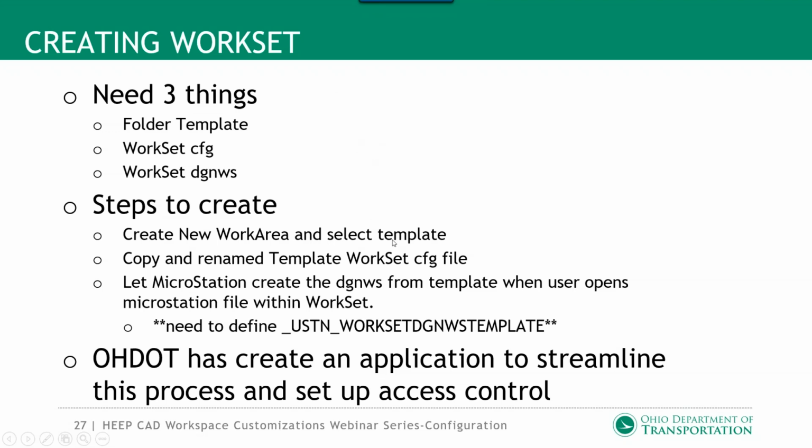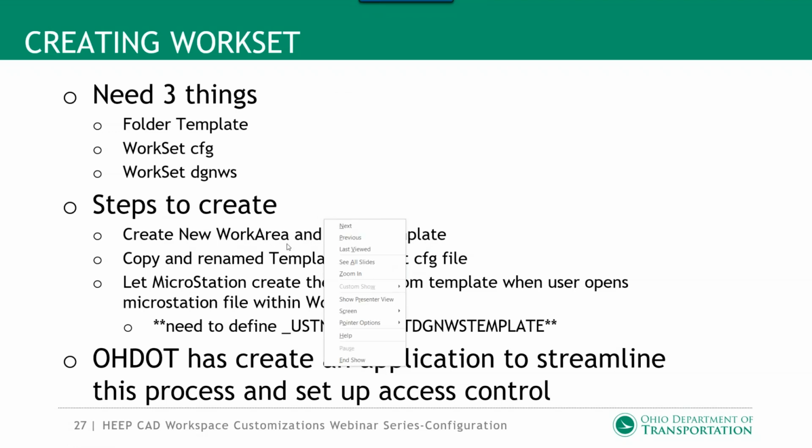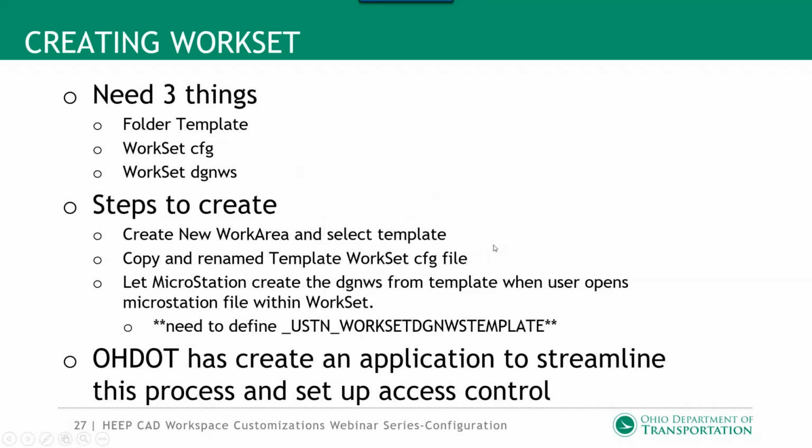Next, we copy our config file for that work set and just change the name to match whatever we named that work area. All right, so we got two of the three. The last one is the tricky one because you can't just copy and change the name of the DGNWS file. Inside the file, it also has things that need to change, so you can't just go and move that around. The way to get this to work is to let MicroStation do it.